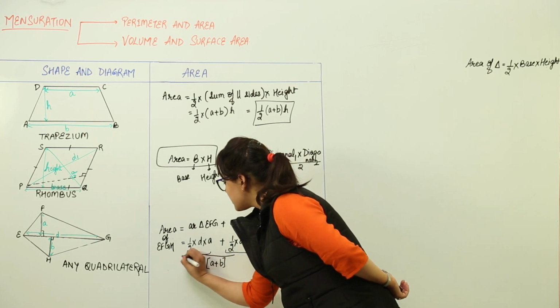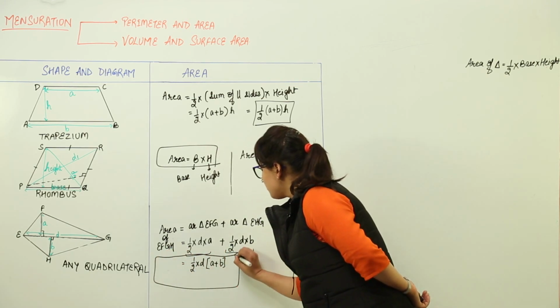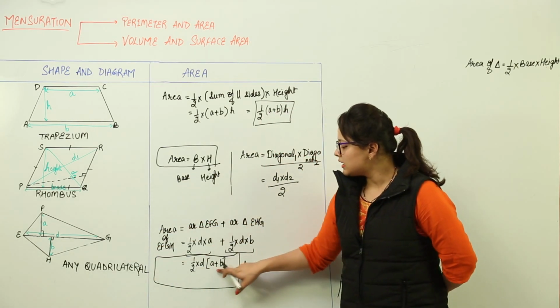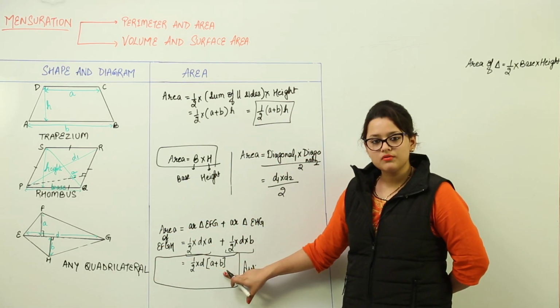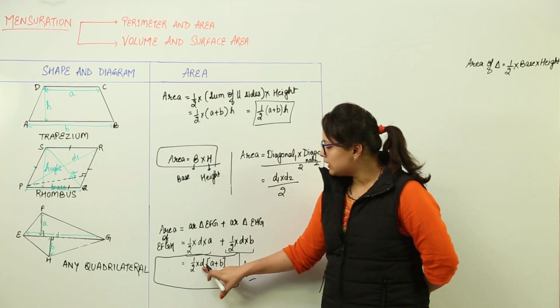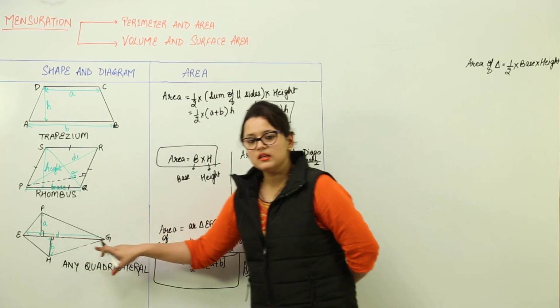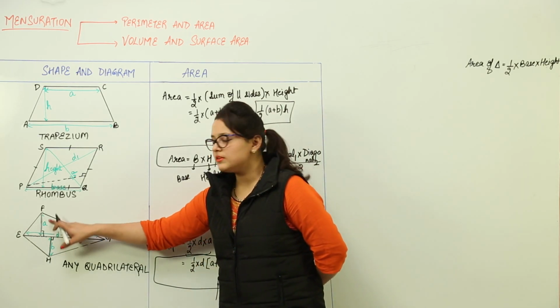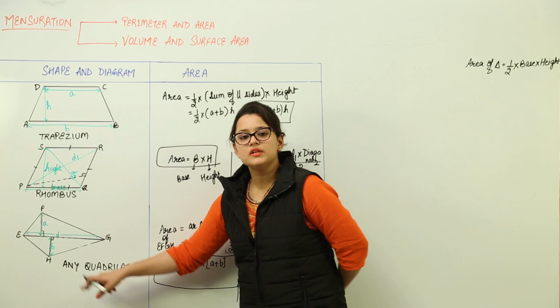So that gives us the area of any quadrilateral, right? For this particular quadrilateral, the area can be calculated by putting this direct formula, that is half into D, which is the length of the diagonal, into A plus B. A is the height of the first triangle and B is the height of the next triangle.